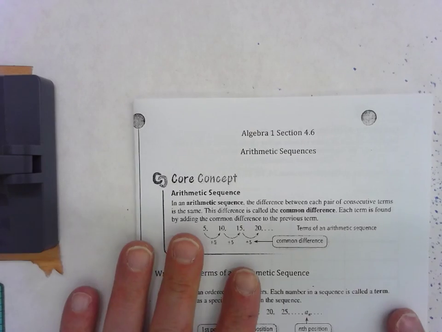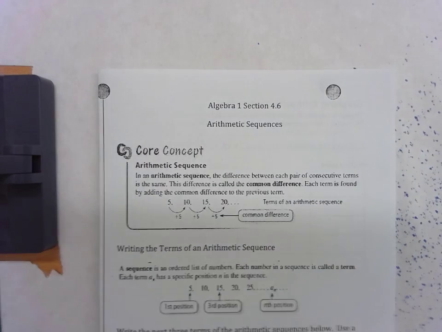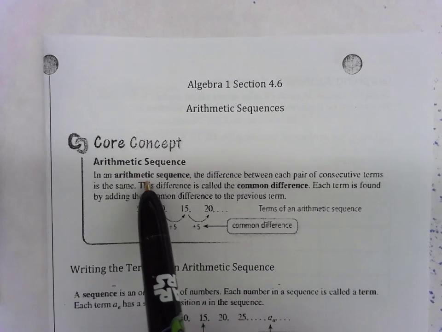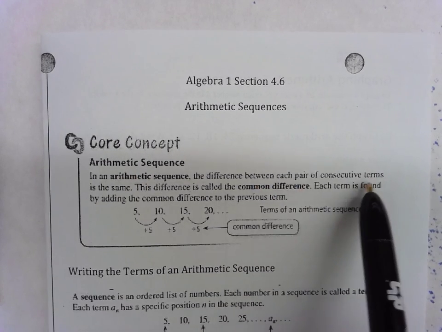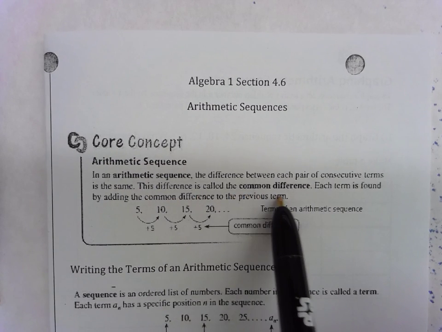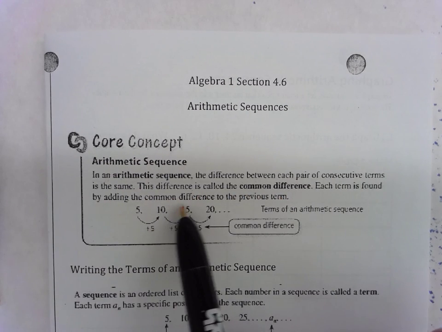Okay, folks, today we're going to talk about arithmetic sequences. If you have been working on your online homework, you would probably have seen this. The idea with arithmetic sequences is that the difference between each pair of consecutive terms is the same. This difference is called the common difference. Each term is found by adding the common difference to the previous term.